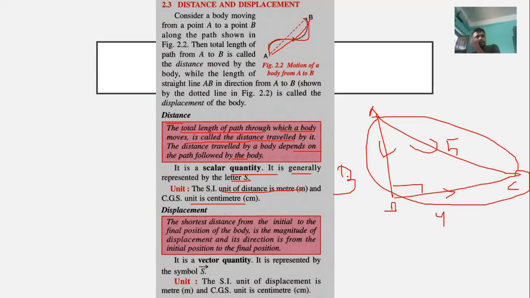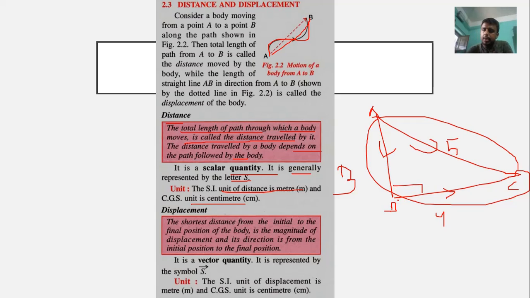3 squared is 9 plus 16 is 25. Okay, so what is that? If it is a right angle triangle, then the square root of base squared plus perpendicular squared is equal to the hypotenuse.